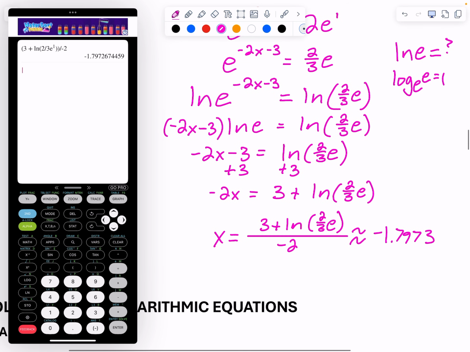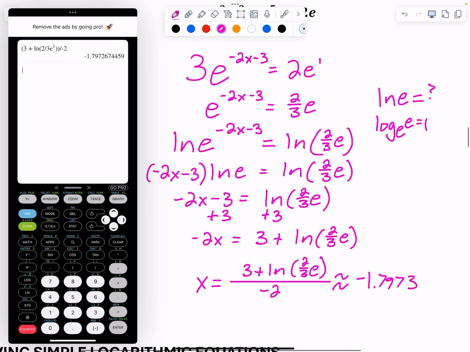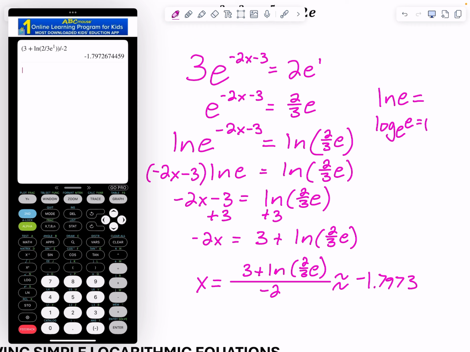Why did the ln go away on the left side? So remember, ln of e was equal to, I have a question mark over here. I guess we didn't fill it in. Because it's equal to 1. So if I replace that with 1, it's 1 times the exponent, right? Good question. That was on purpose, right? That's why we picked ln, so that would go to 1.